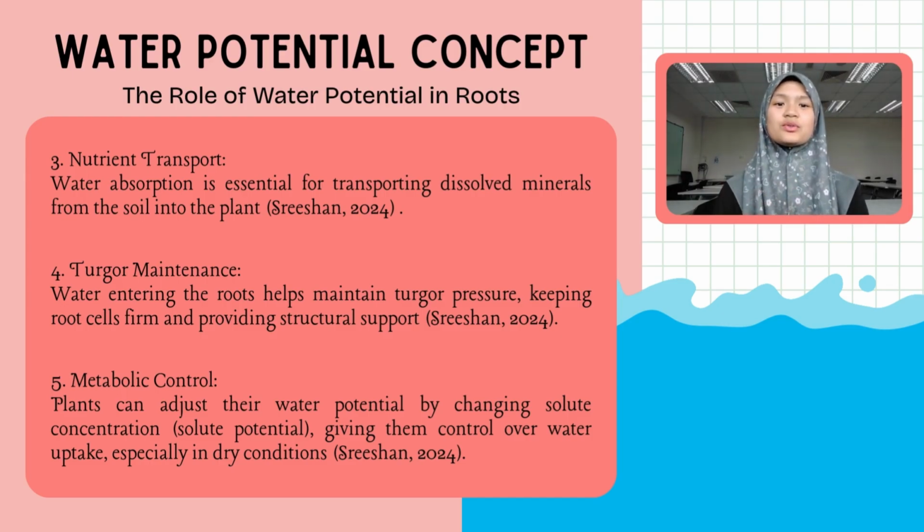Number 4. Turgor maintenance. Water entering the roots helps maintain turgor pressure, keeping root cells firm and providing structural support. And lastly, metabolic control. Plants can adjust their water potential by changing solute concentration, which is solute potential, giving them control over water uptake, especially in dry conditions. So that's all for water potential in roots.